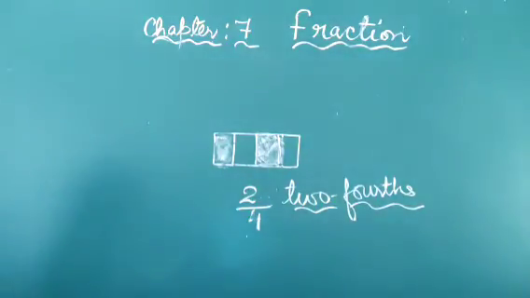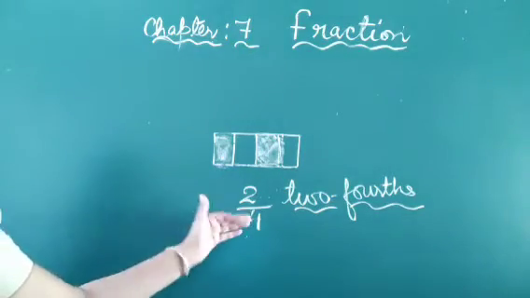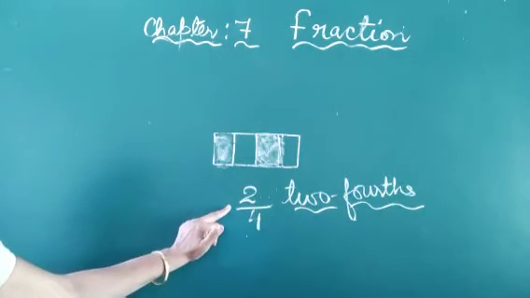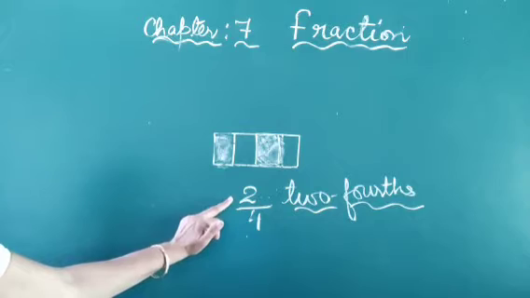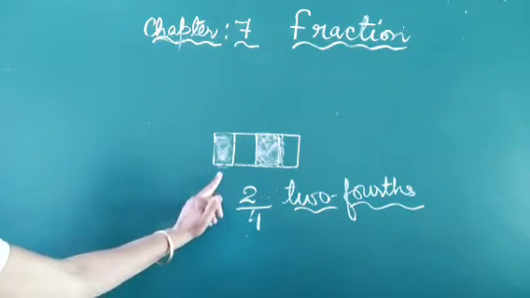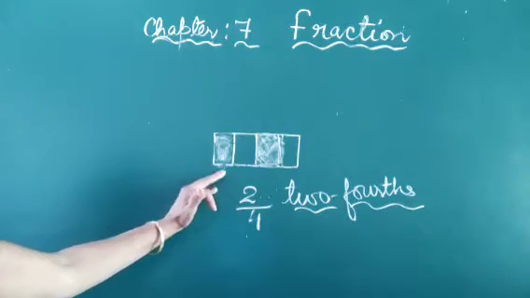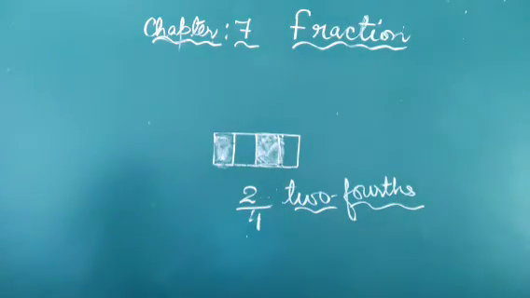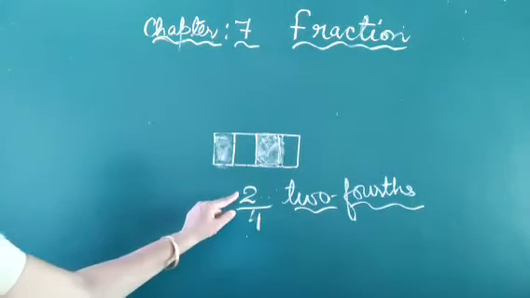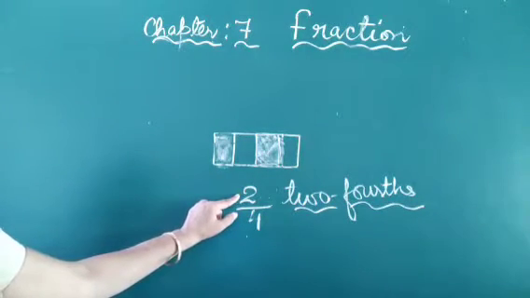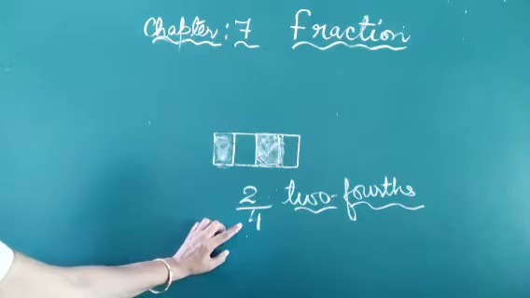Here the 4 is the number of equal parts into which the whole has been divided, and the 2 stands for the number of equal parts which have been taken out. Again I repeat that 2 is called the numerator and 4 is called the denominator. Let's start Exercise 7.1. Question number 1. Write the fraction representing the shaded portion.